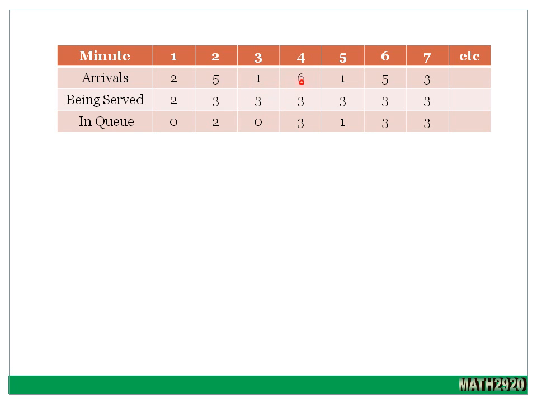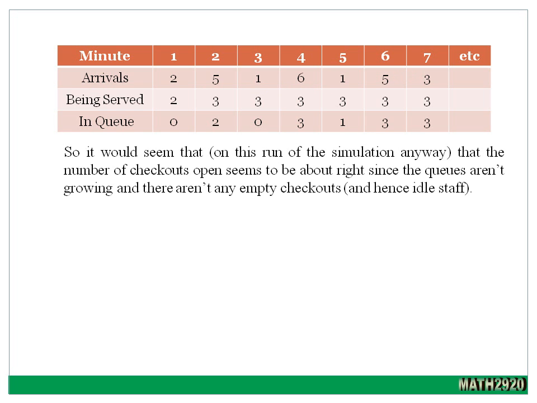And away you go, and you keep rolling the dice and you can work out what's going on. So in this particular case, it would seem that 3 checkouts seems to be about right, because the queue doesn't seem to be growing, and there aren't idle checkouts so that your staff aren't sitting there doing nothing. So if we ran this simulation 1,000 times and took averages, we could tell whether, assuming that your initial data is okay, 3 checkouts is a good number to have open. And this is indeed what a lot of big businesses actually do, a lot of this simulation.